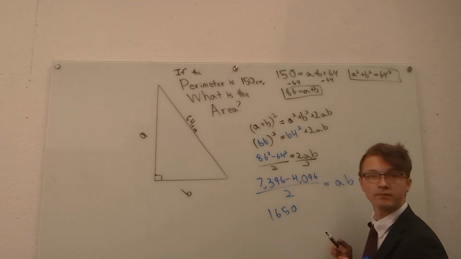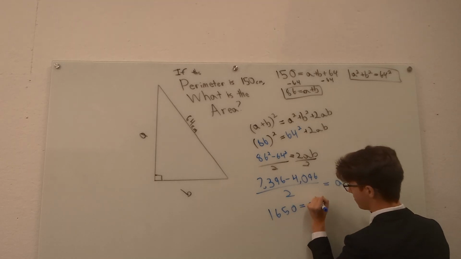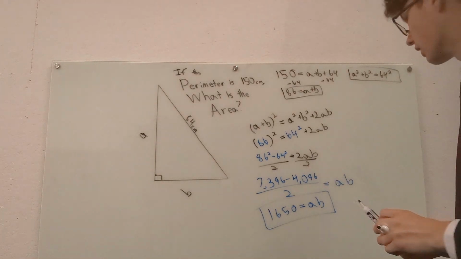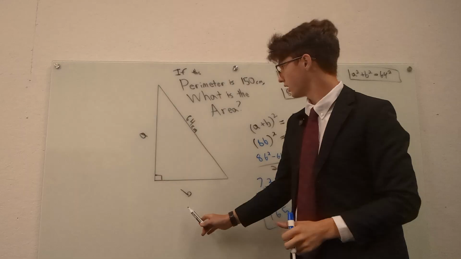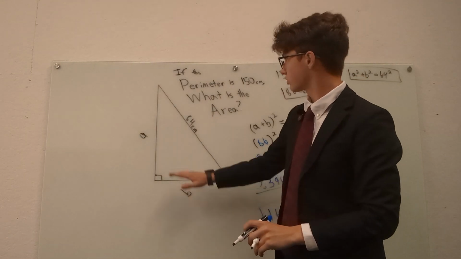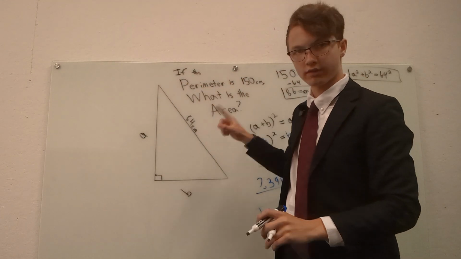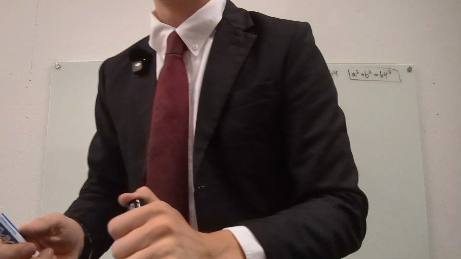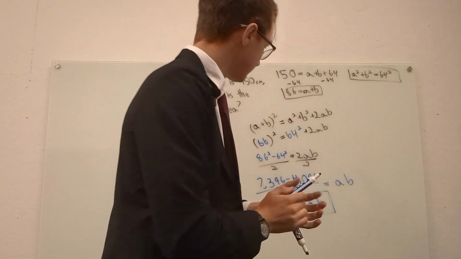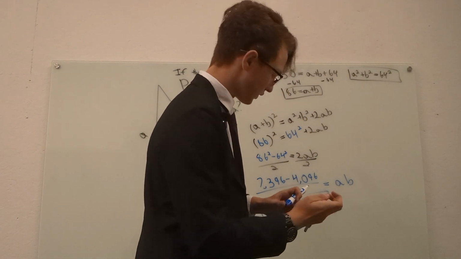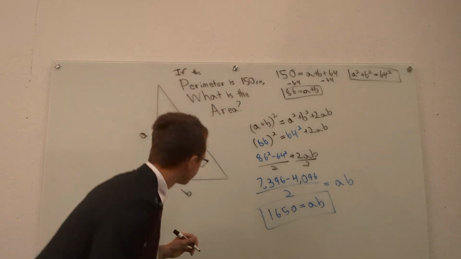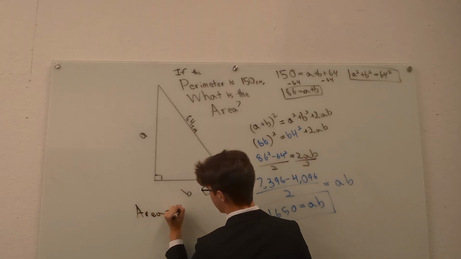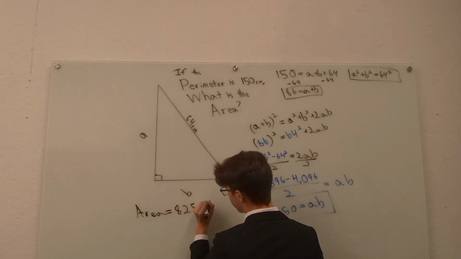Is that in frame? Yes. Equals AB. Okay, we're almost there. Not quite, but almost there. We have AB. That's this times this. That's the area of the square, if this is a square. We're looking for the area of the triangle. So we have to half that, divide it by 2, and dividing that by 2, you get 825. So the area is equal to 825 centimeters squared.